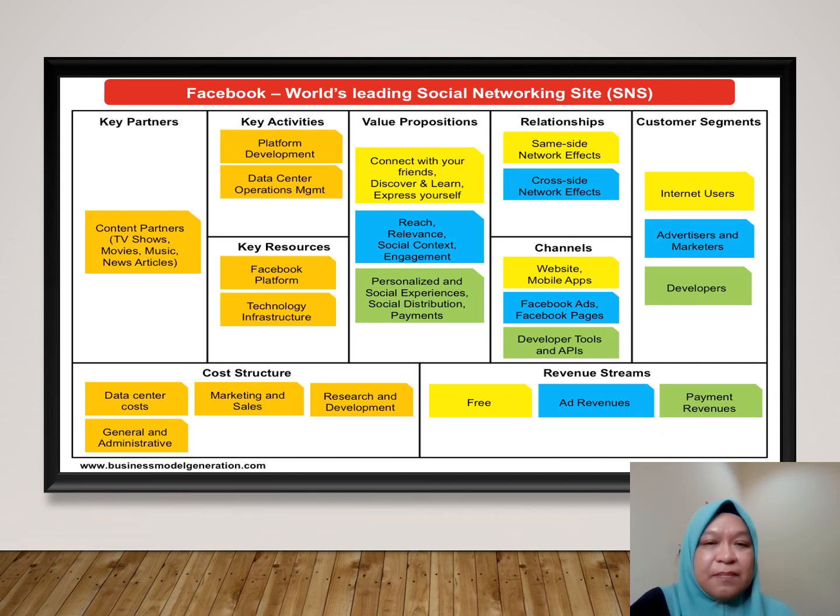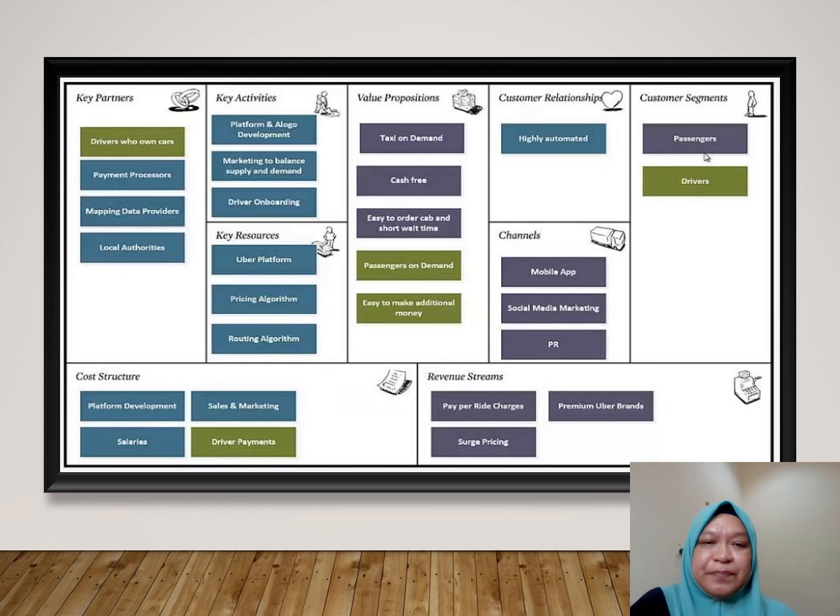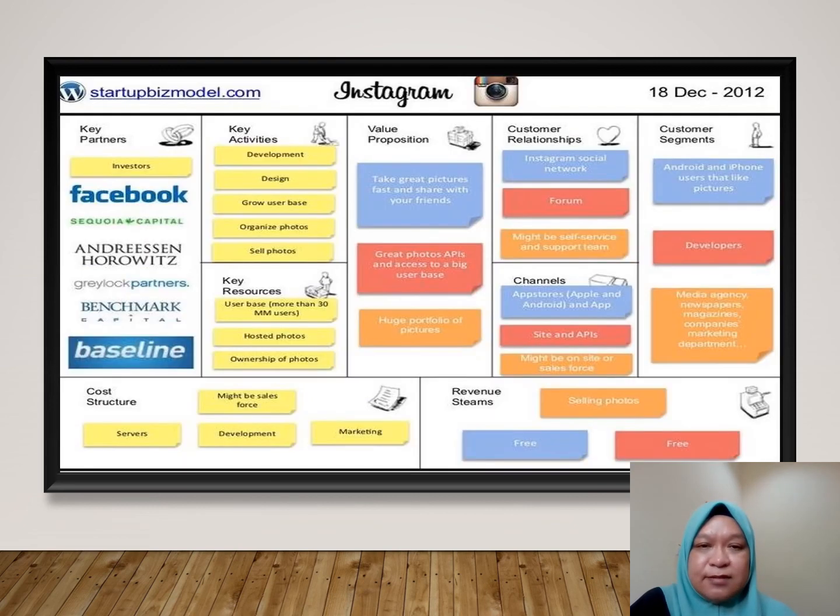So this is the example. This is Facebook. Basically, when you draw the BMC, first you draw the 9 blocks, and then you start filling in each block. Another example that you can look at is Instagram.